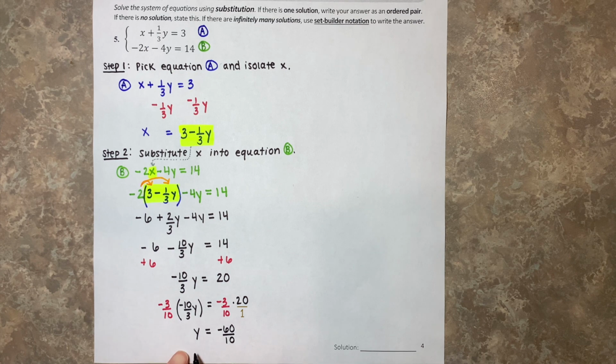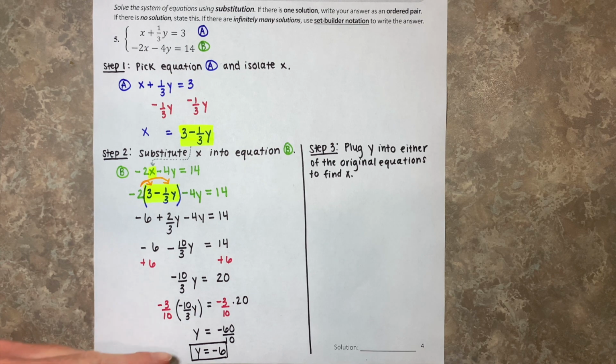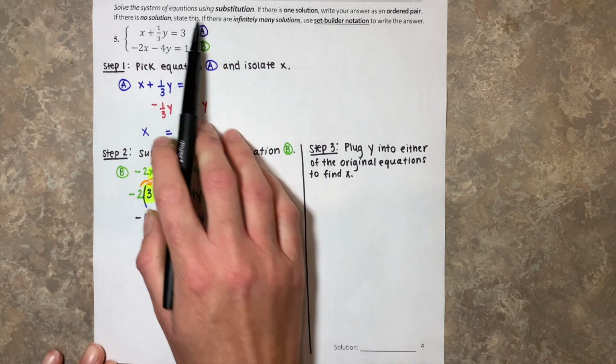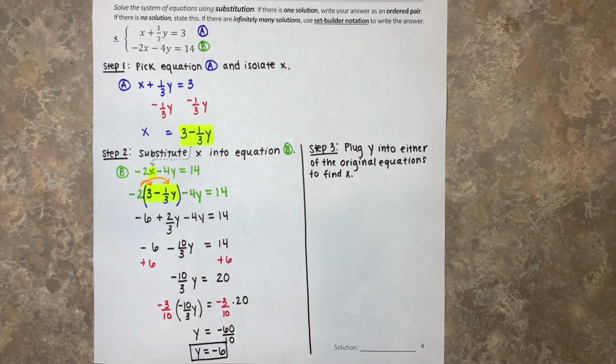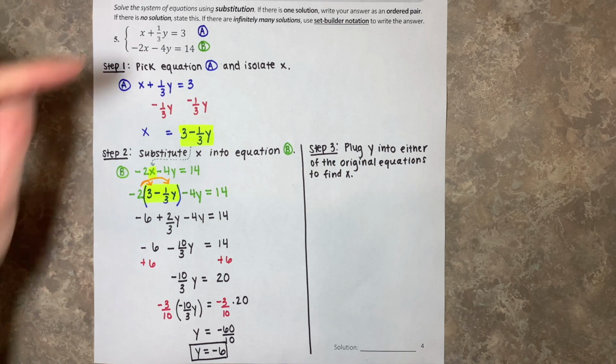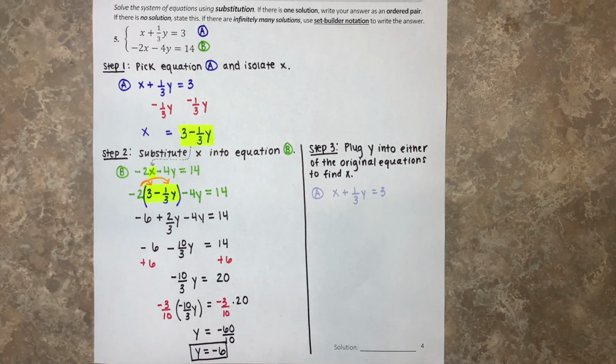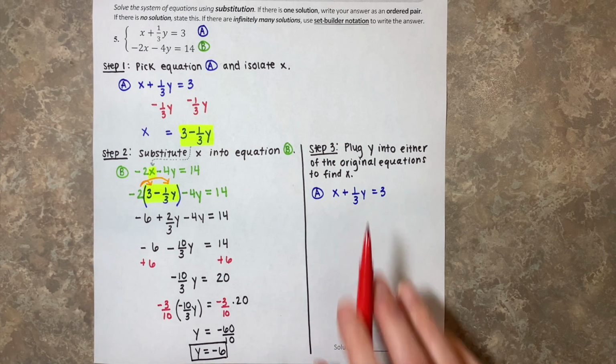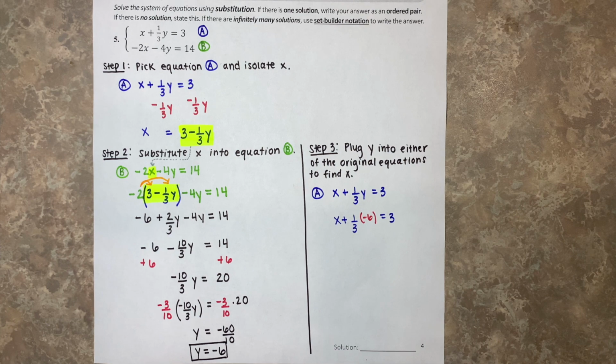And that will simplify to y is equal to -6. So we found y, but when we're solving a system of equations, we need to find y and x. So for step 3, let's go ahead and plug y into either of these original equations to find x. It doesn't matter which original equation you use. I'm just going to pick equation A, and we'll plug in -6 for y. And now let's solve for x.